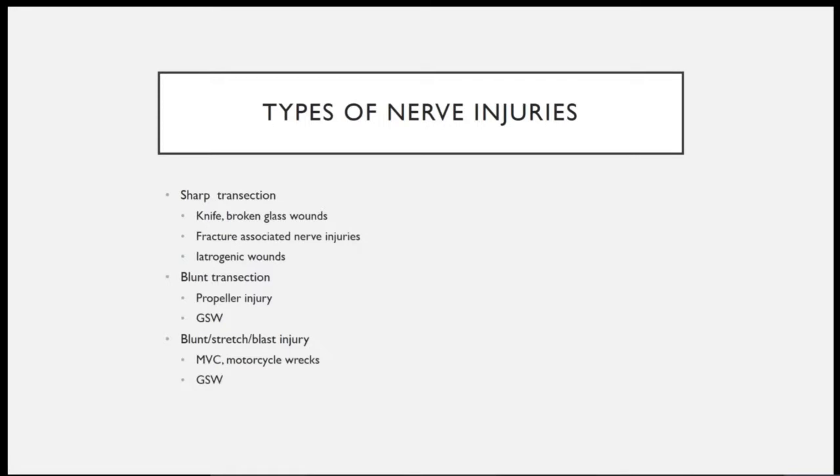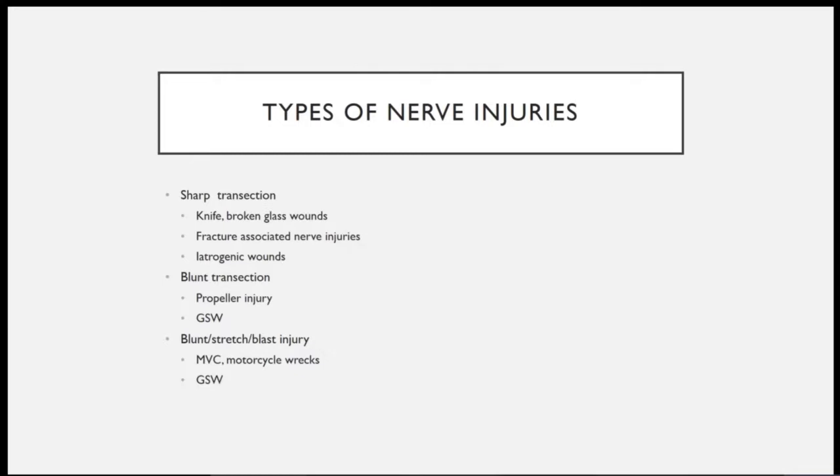So again, when we talk about nerve injuries, we talk about a couple things. One is the mechanism of injury, and the other one is the classification of the injury or the grading. And both are very important when it comes to the type of repair that needs to be done and the timing of repair. So broadly, you can have a sharp transection to the nerve. So a knife wound, broken glass, lacerating a nerve, a bone fragment, or iatrogenic wounds from surgery. The classic one we hear of is a lymph node biopsy gone wrong, and you end up cutting out the accessory nerve.